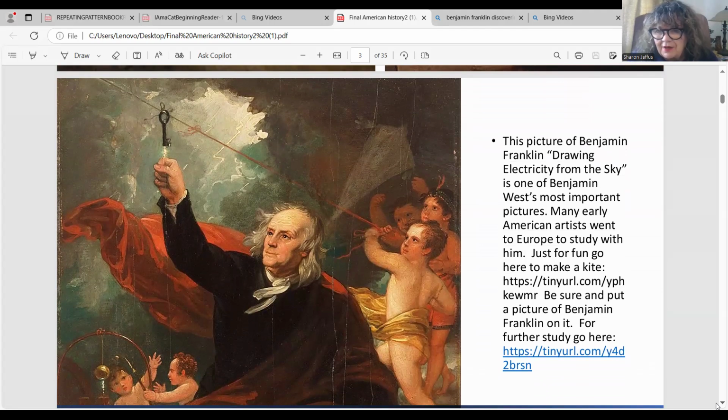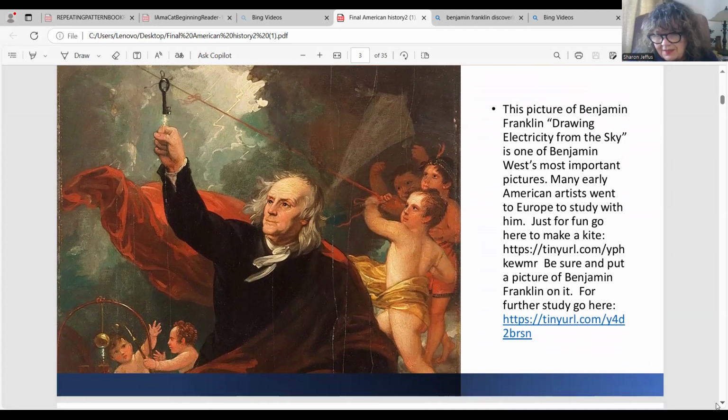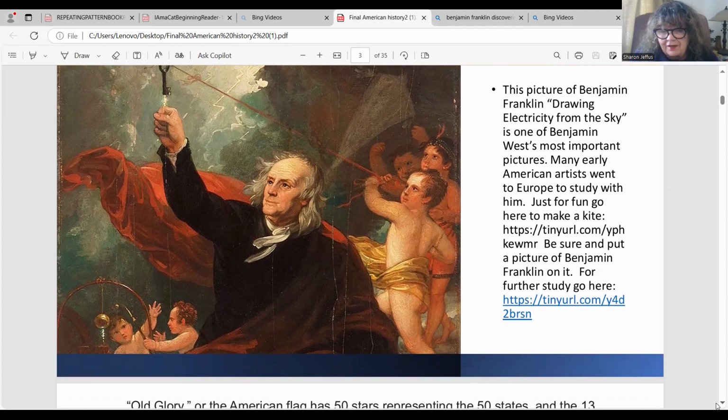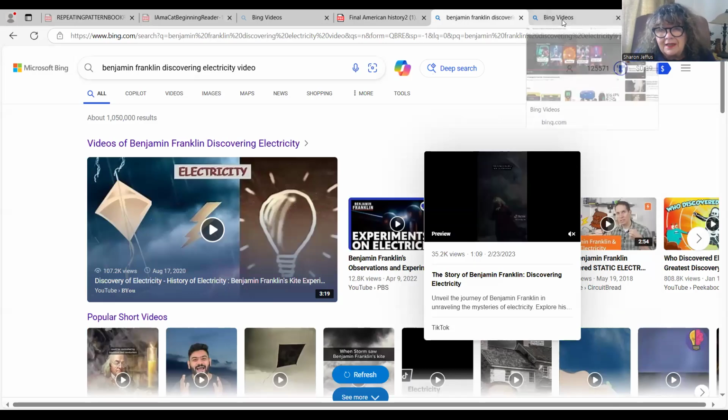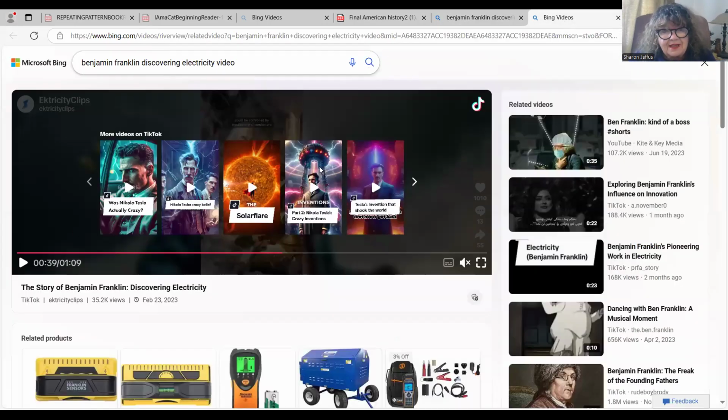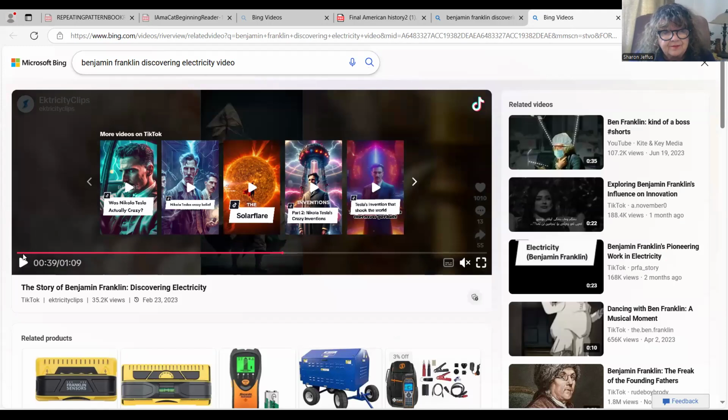Many early American artists went to Europe to study. And there's a website on here. If you get the video, you can stop it and go to these different sites and learn a little bit more. This is how to make a kite, and you can put a picture of Benjamin Franklin on it. Creativity is really important in art. We're going to watch this for just a moment about the discovery of electricity, and this will just take us a minute to watch.